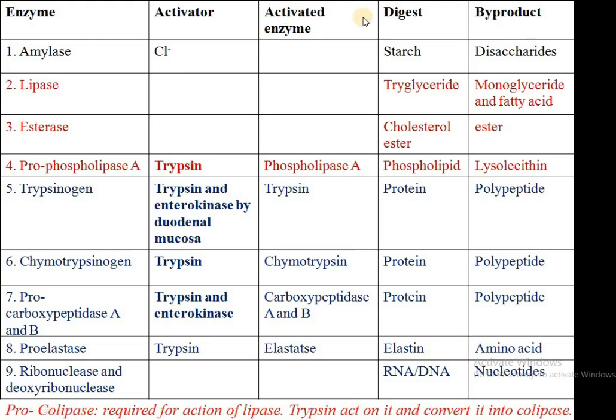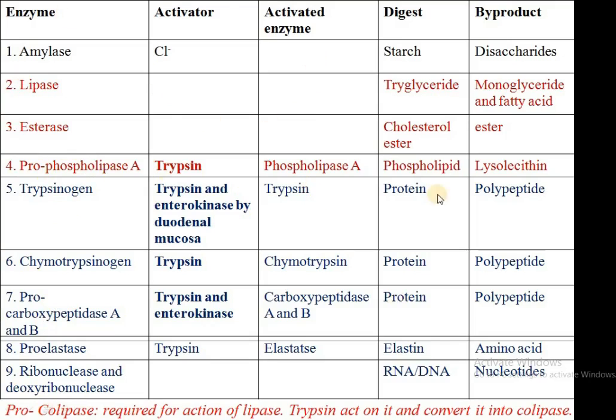Now the enzymes of the pancreas. Remember, the pancreas helps in digestion of carbohydrate, fat and protein. The first enzyme is for the digestion of carbohydrate, the next 3 are for the fat, and the next ones are for the proteins. And most of these enzymes are secreted by the pancreas in an inactivated form. They remain in an inactivated form in the pancreas. They are released into the duodenum.